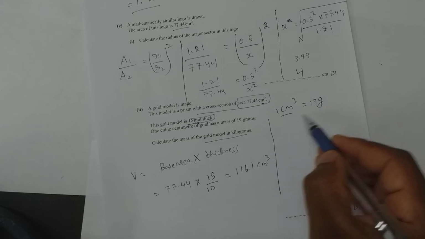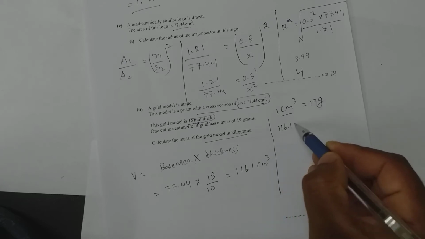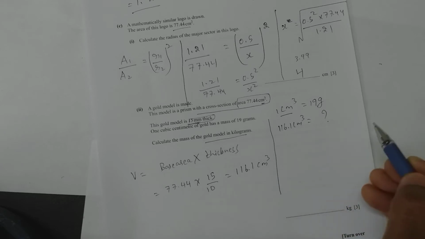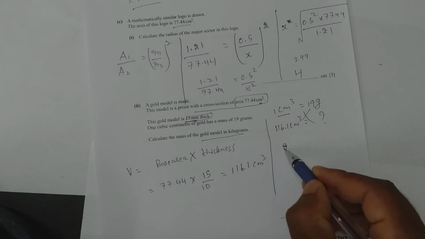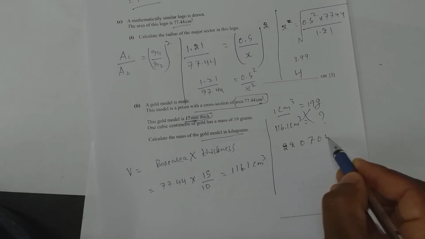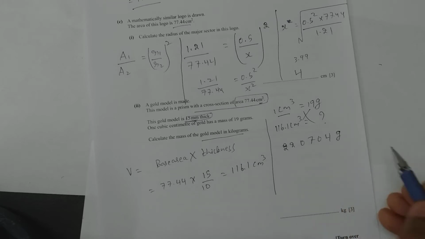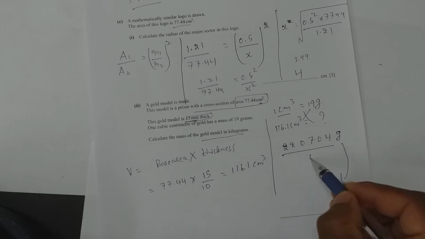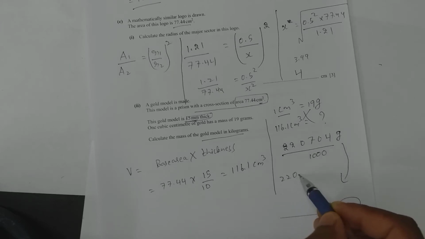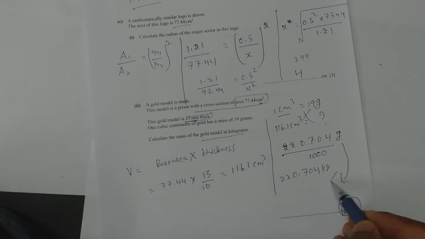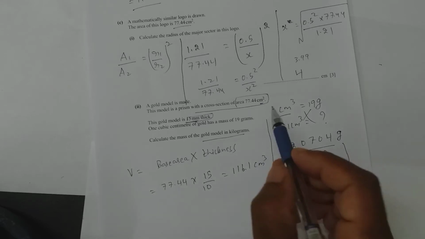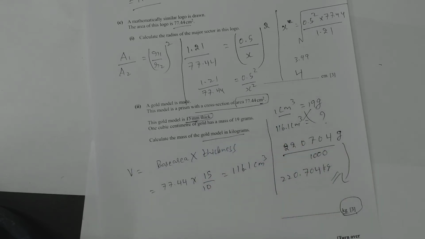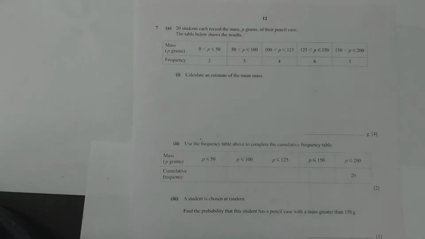So now 1 centimeter cube is 19 grams. So 116.1 centimeter cube equal to how many grams? Multiply. How much do you get? You get 2204.9 grams. Again he is asking answer in kilograms. To change grams to kilograms, divide by 1000. So you get 2.204 kilograms is the answer. Did you understand? The catch is centimeter and here millimeter. That is only the catch. Now next one.